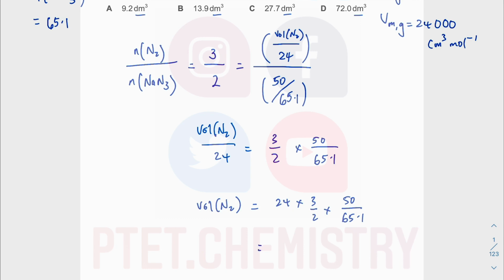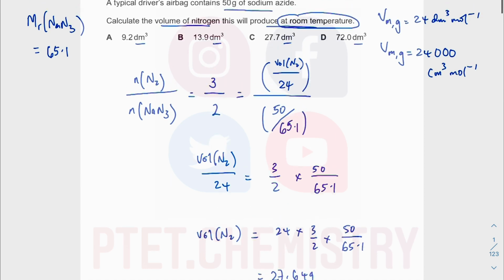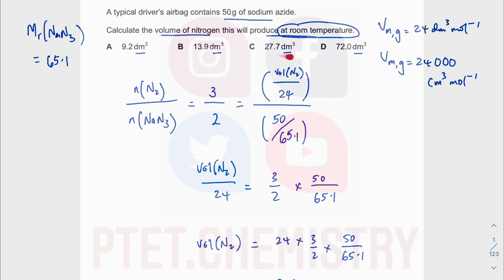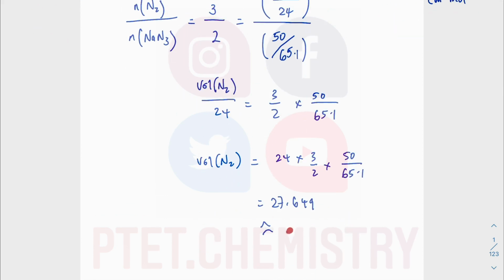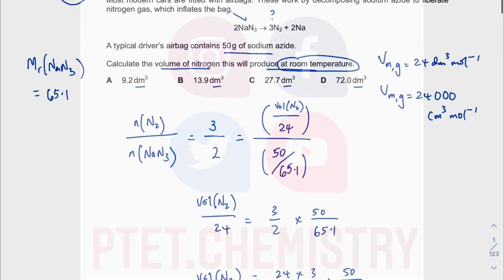And I got 27.649. Looks like they might have used 65 instead of 65.1, but this is the closest to my 27.6. I can't round it up to 27.7 because this is still lesser than 5, but this is going to be in dm³, and the closest answer I can think of has to be 27.7 there. All right.